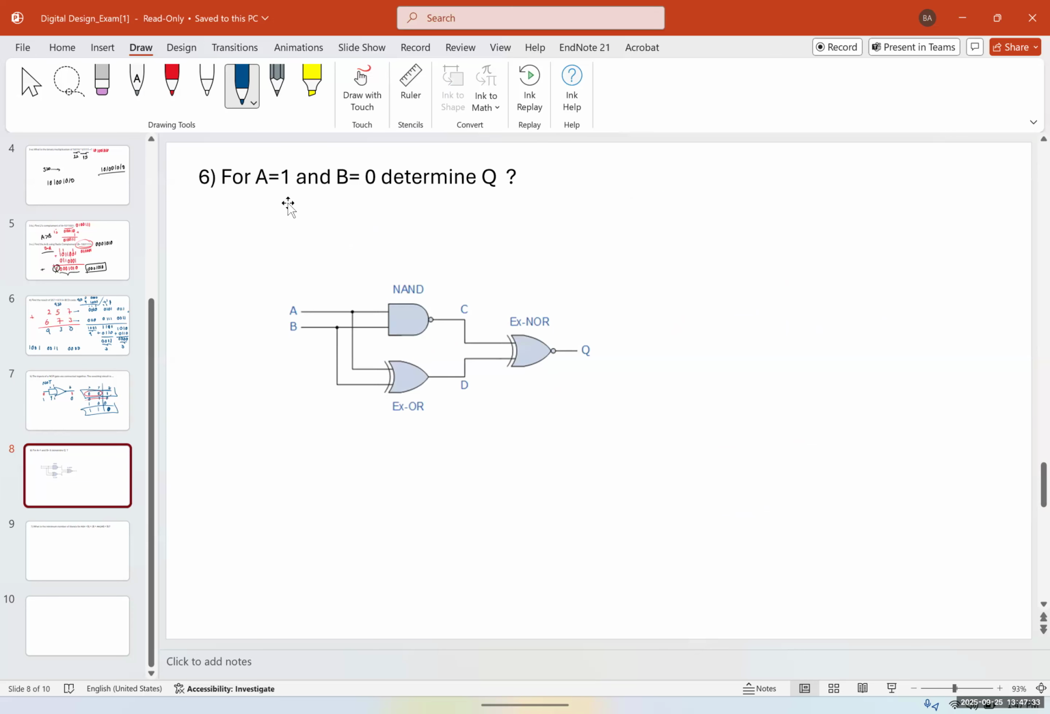Now, next question, if A is equal to 1 and B equal to 0, determine Q. What is Q?